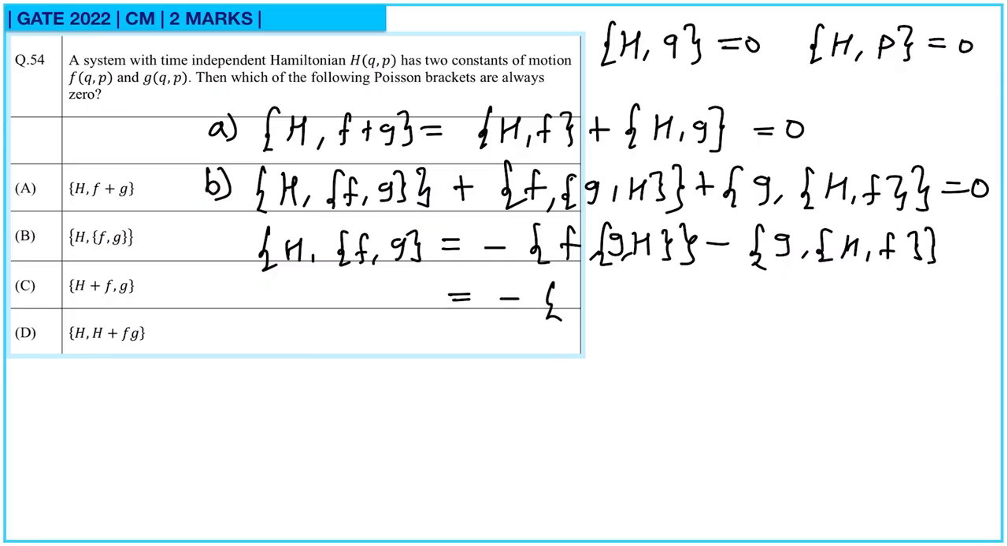So this will be minus of F, and this GH is 0, so this is F0 minus this is G0, so this will be 0. So for option B it is 0.